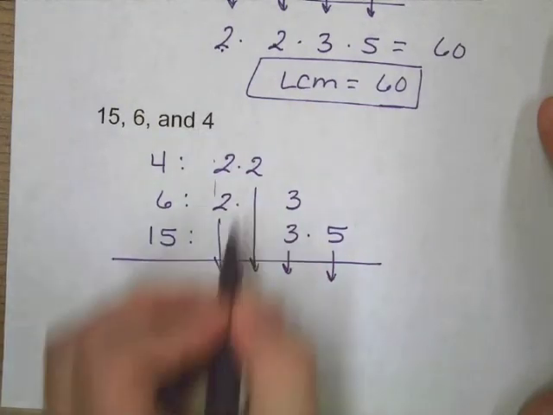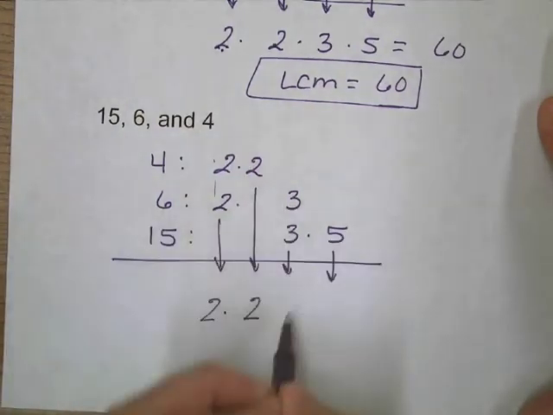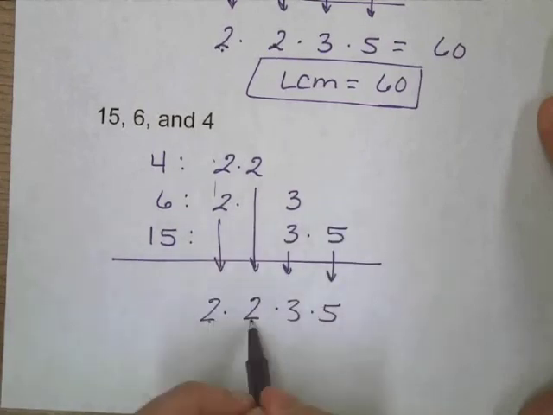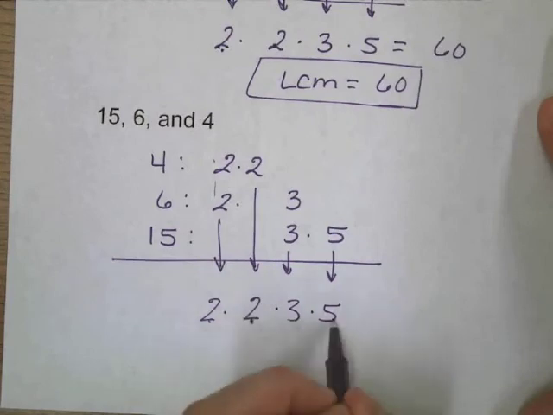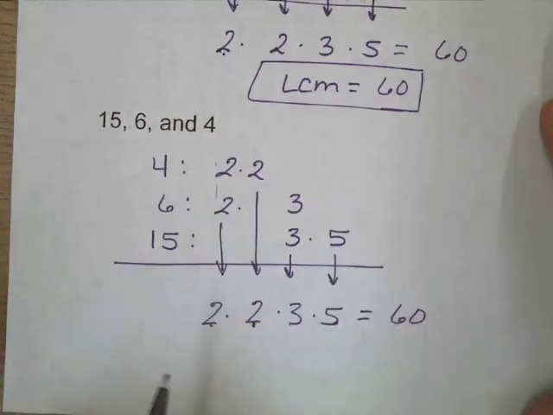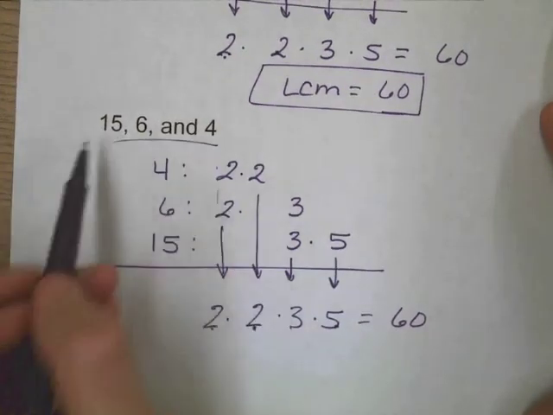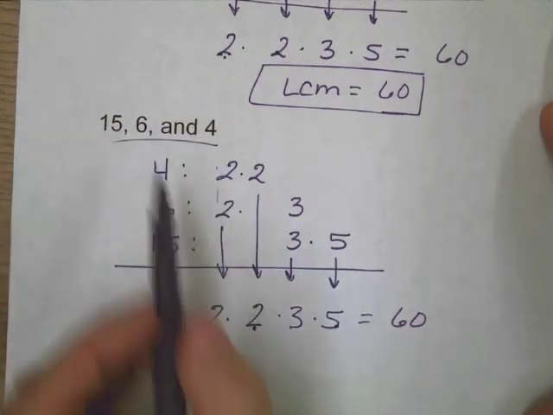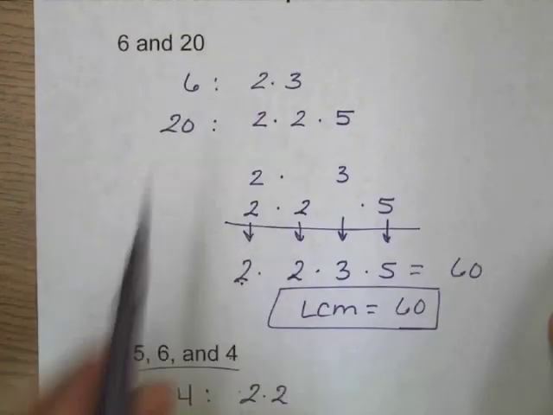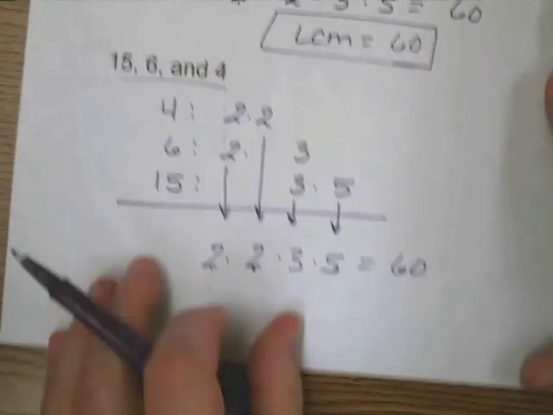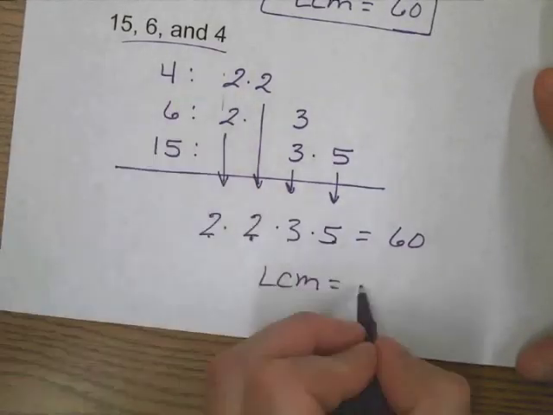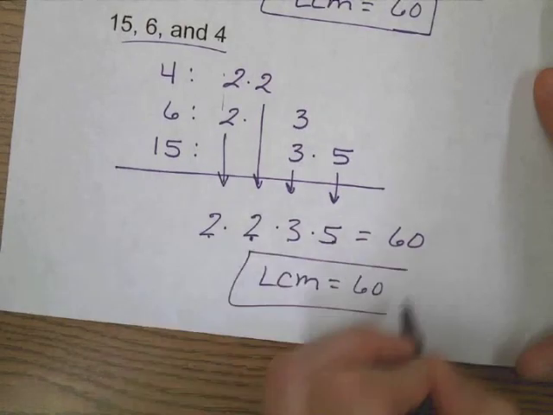2. There's a 2 here. Here's 3s, and there's a 5. 2 times 2 is 4. 4 times 5 is 20, and 20 times 3 again is 60. And it just so happens that the least common multiple of 4, 6, and 15 also happens to be the lowest common multiple of 6 and 20. That happens sometimes. So the lowest common multiple of 4, 6, and 15 is 60.